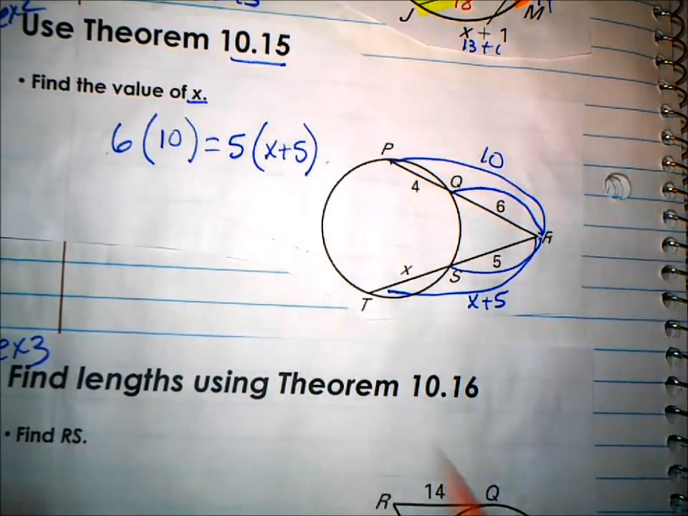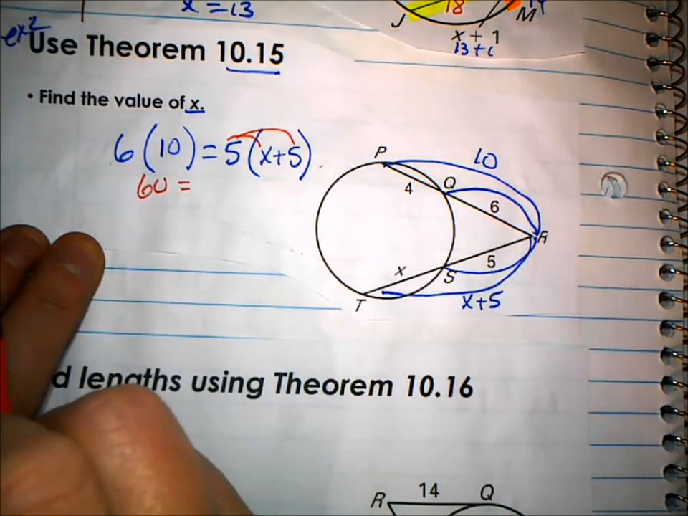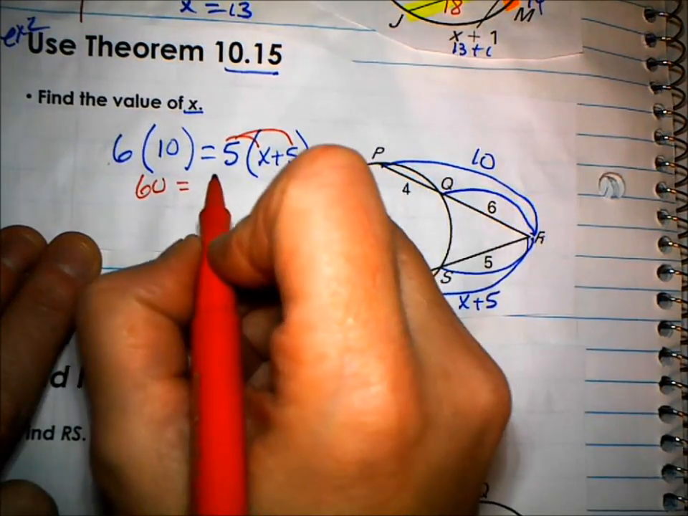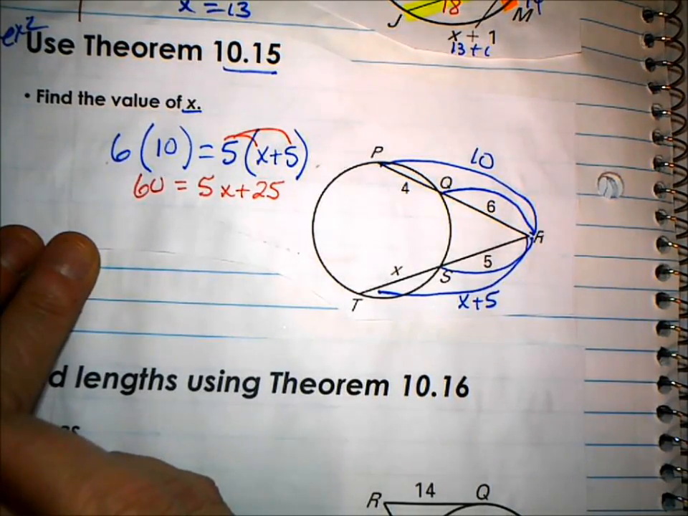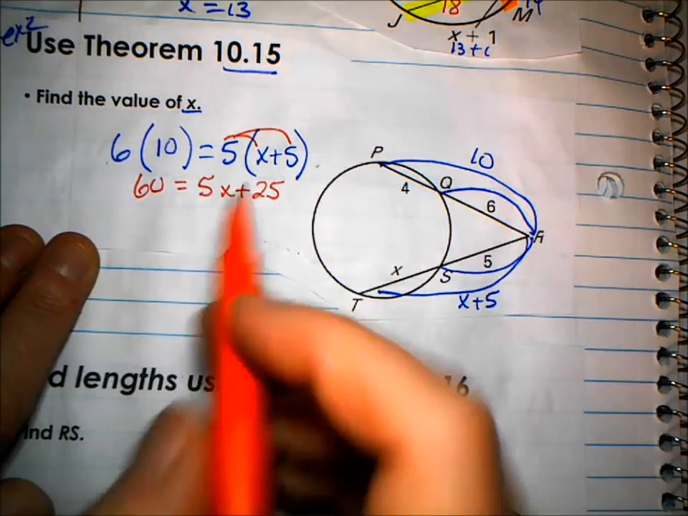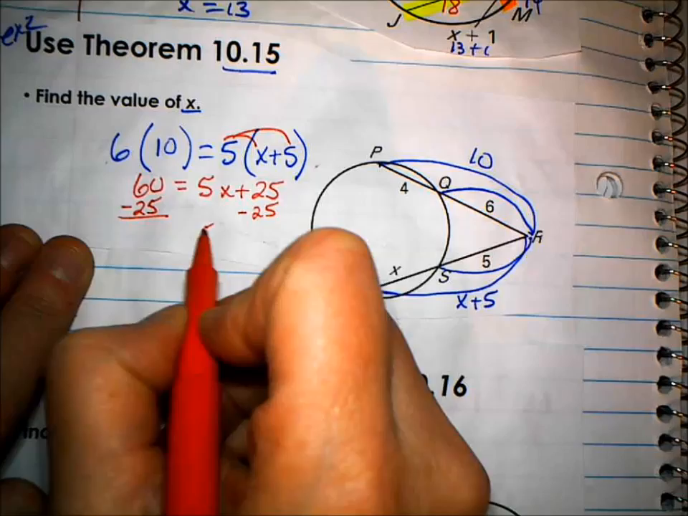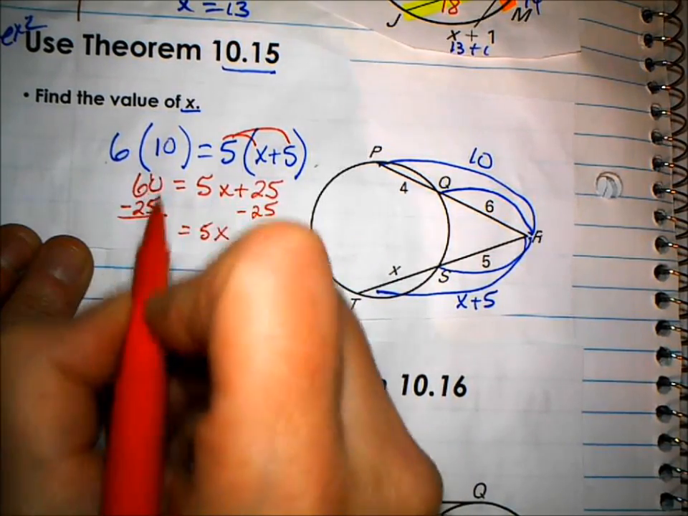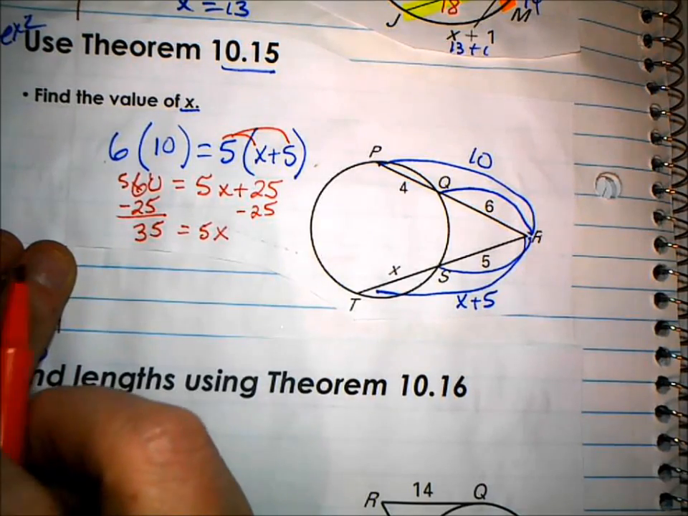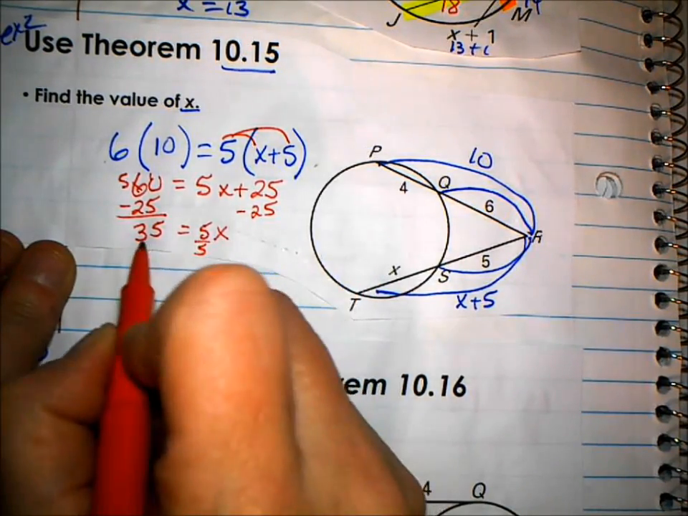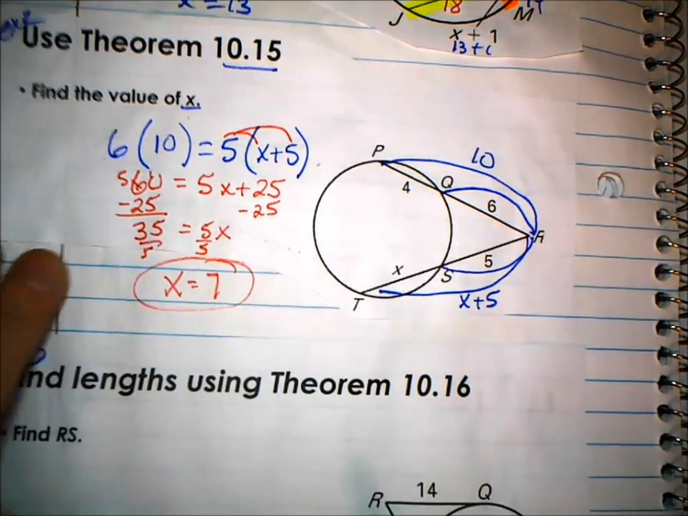If I now multiply, this gives me 60 is equal to, and distribute the 5 into the parentheses, that gives you 5x plus 25. This is now a two-step problem. I'm going to subtract the 25. I believe that is 35 now. And I'm going to divide by 5. That tells me x is equal to 7, and that solves my problem.